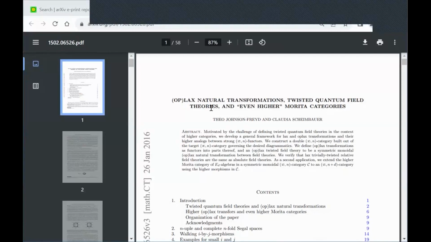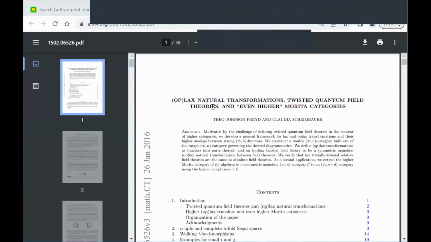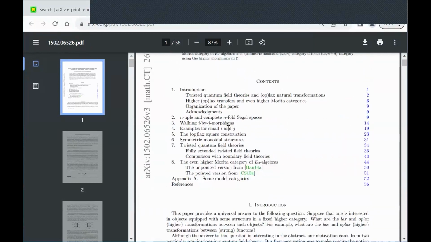Okay, so this is the paper of Theo Johnson-Freyd and Claudia Scheimbauer, where they introduce the notion that we need... I think I said before that you need this even to make some of the previous things I said make sense. In particular, Burr tensor depends on this notion of even higher Morita categories. But I want to just show you.